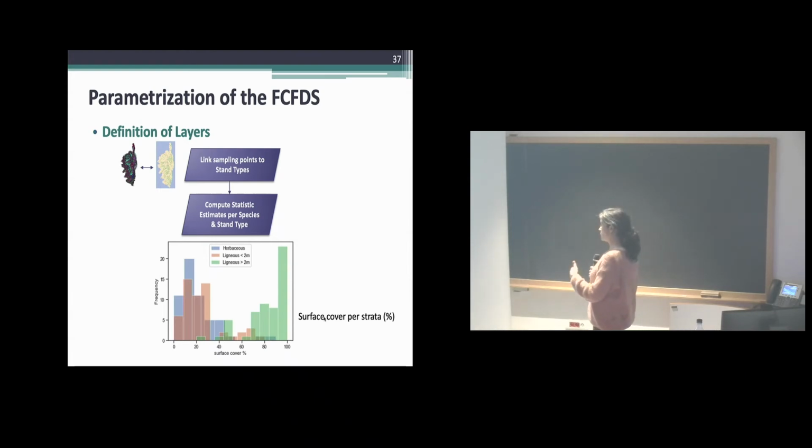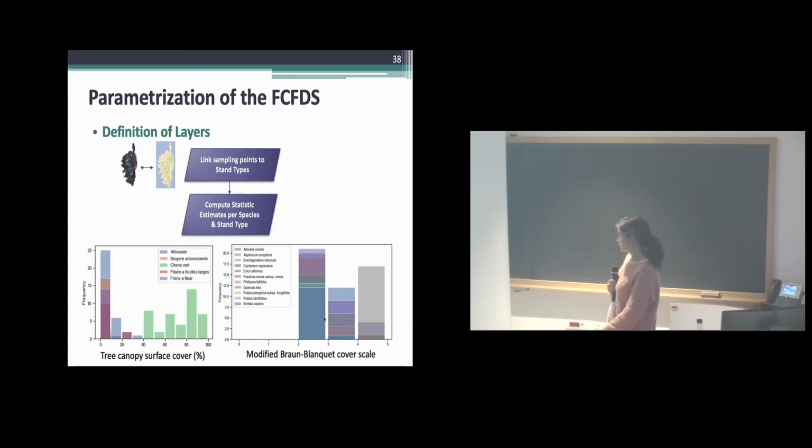Here we computed estimates, but it's easier to see in a graph, it's more friendly. We have, for example, the surface cover for all the inventory points of one stand type. We can really see the tendency of the percentage cover of herbaceous or a certain type. And we did the same for the tree species and for the different species, all strata considered.